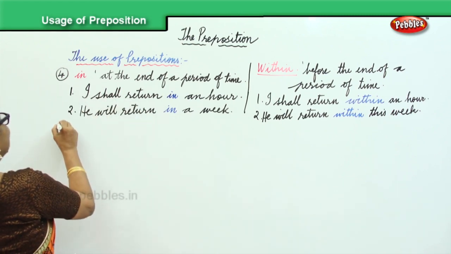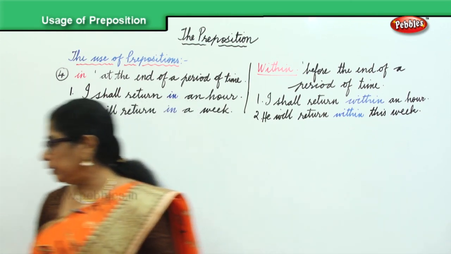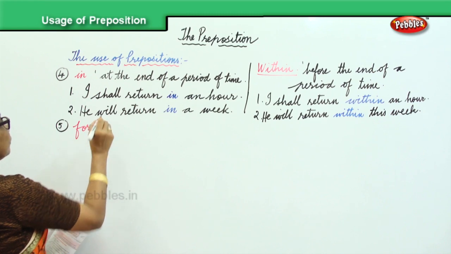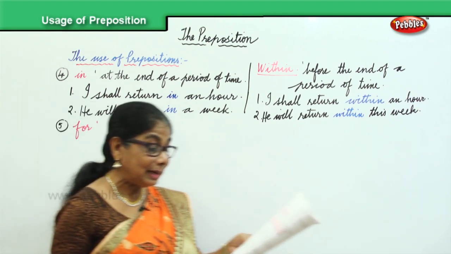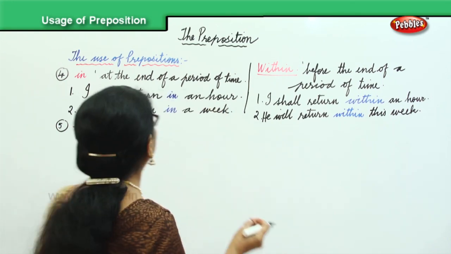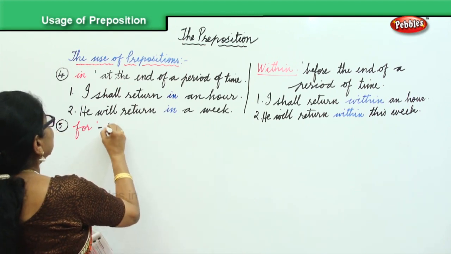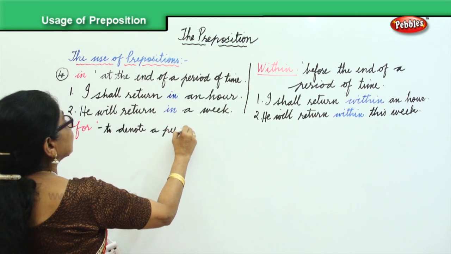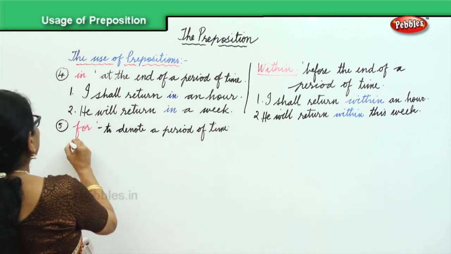Next, we are going to look at the usage of for and since. When will we use for? For is used to denote a period of time. Now let's look at the examples we have here.